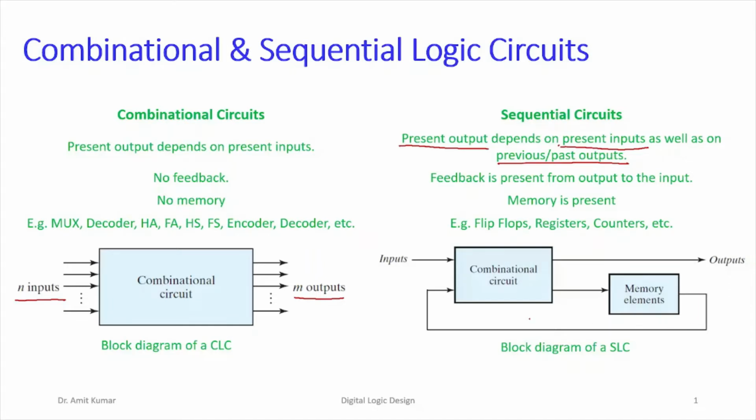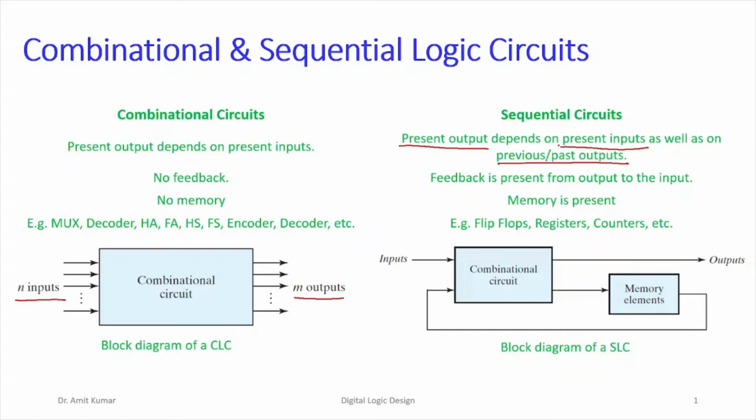So the output of this memory element will be provided as input to this combinational logic circuit, and finally, after final processing, it will give the outputs. So the output, if you see, depends on the input as well as on the previous or past values of the outputs, right?